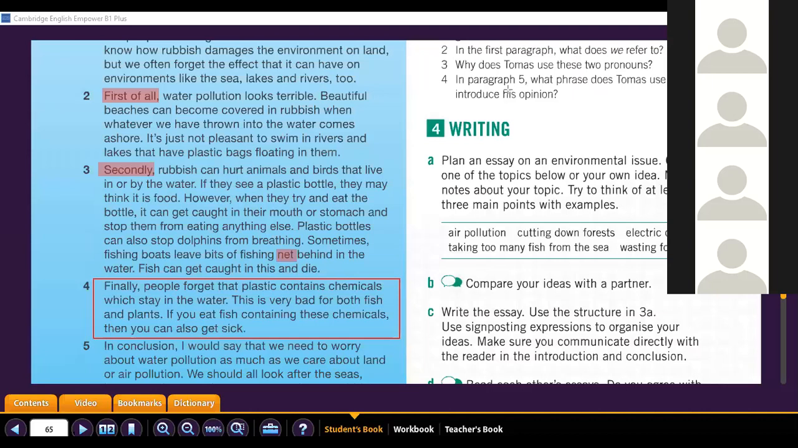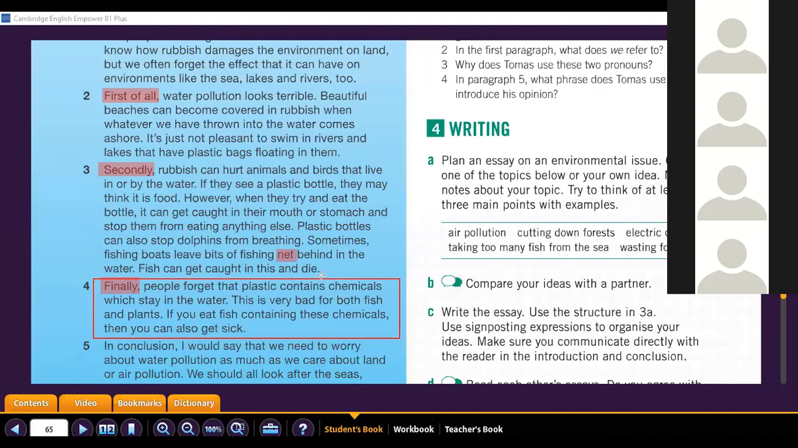Finally. Yes, teacher. Finally, people forget that plastic contains chemicals which stay in the water. This is very bad for both fish and plants. If you eat fish containing these chemicals, then you can also get sick.